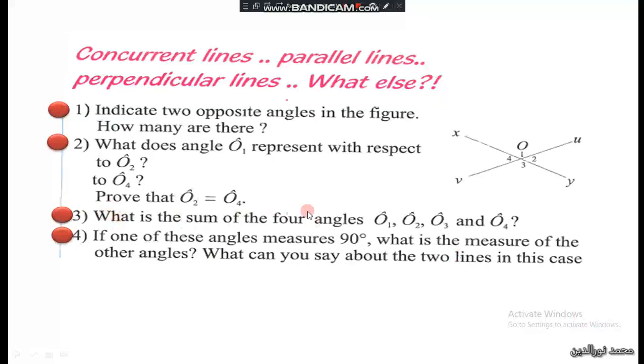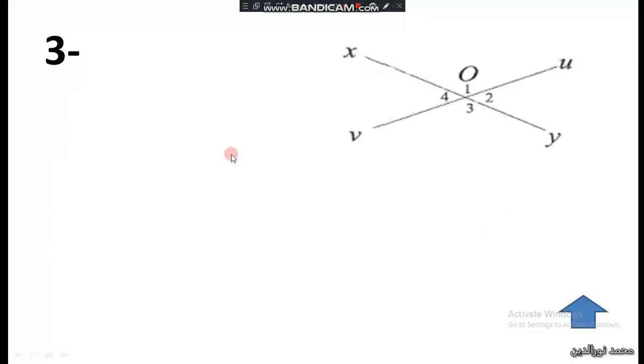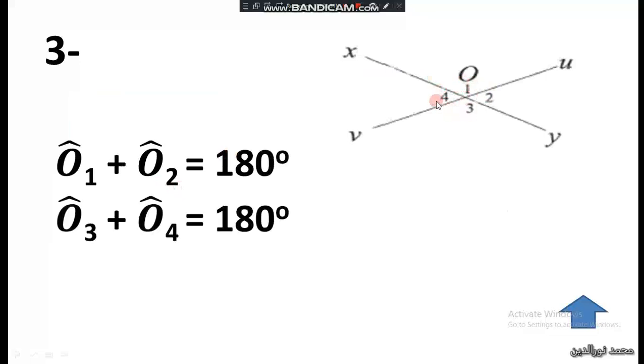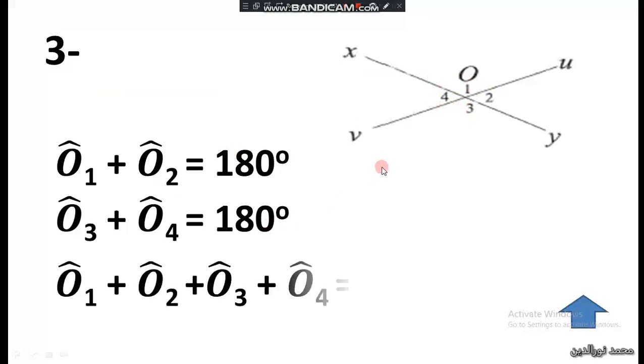What is the sum of the four angles? O1, O2, O3, and O4. So O1 and O2 are supplementary and their sum is 180. O3 and O4 are supplementary, their sum is 180. And then O1 plus O2 plus O3 plus O4 equals 180 plus 180, which is 360.